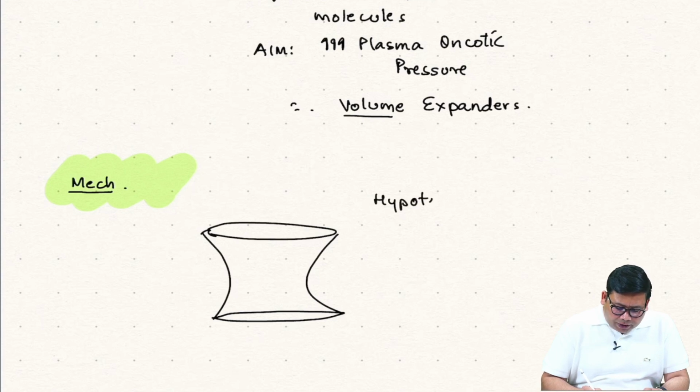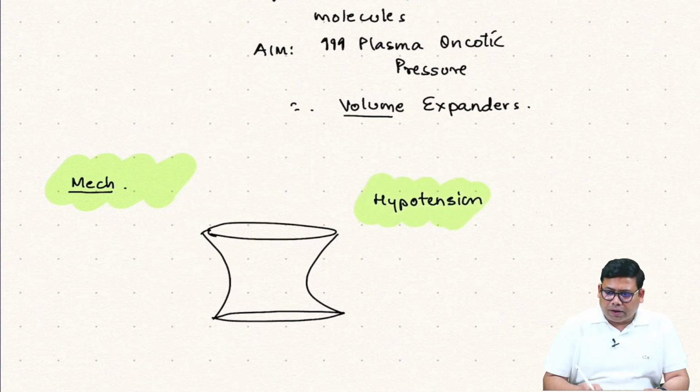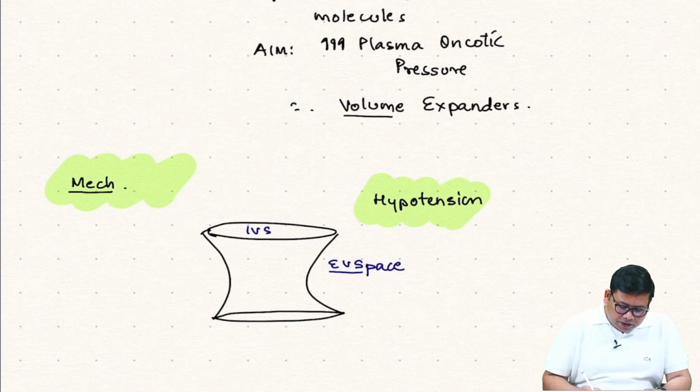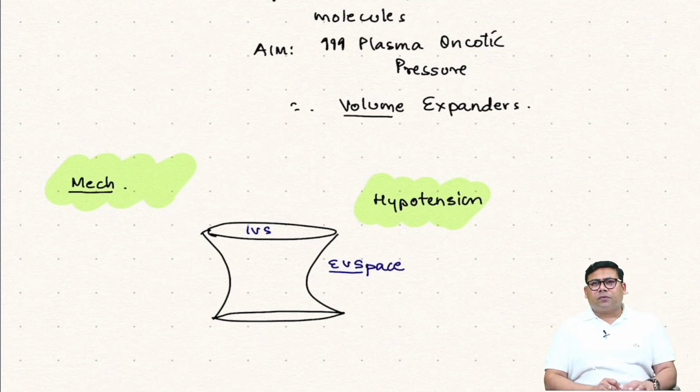So you will get the blood, but that will take some time. So now the patient is having hypotension. Yeah. So how will this colloid work? Do you know this is what is IVS, intravascular space, and this is what is known as EVS, that is extravascular space. So we have intravascular space and extravascular space.